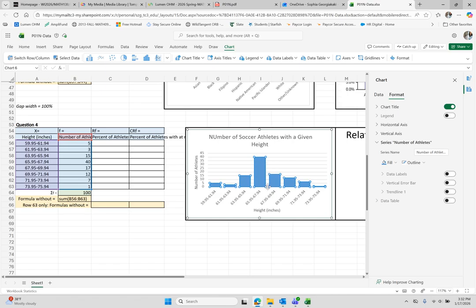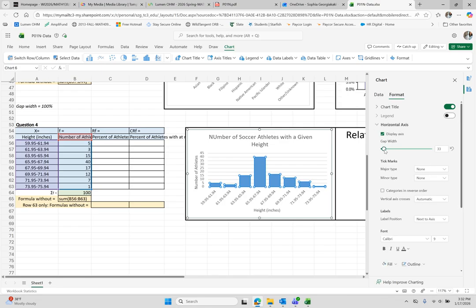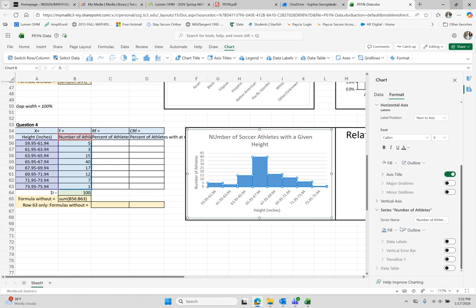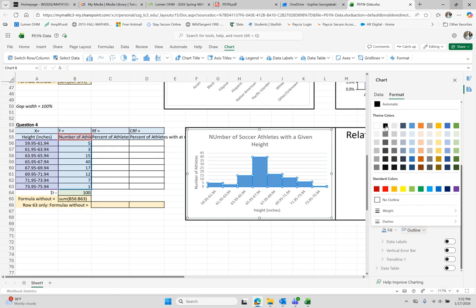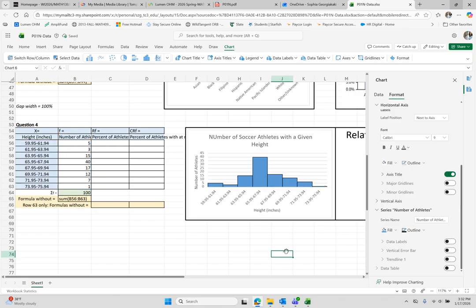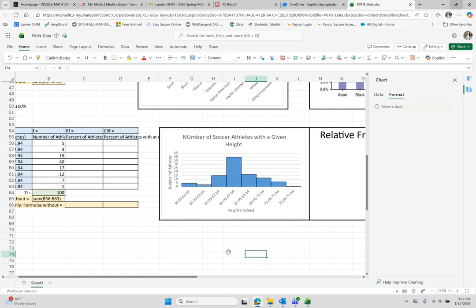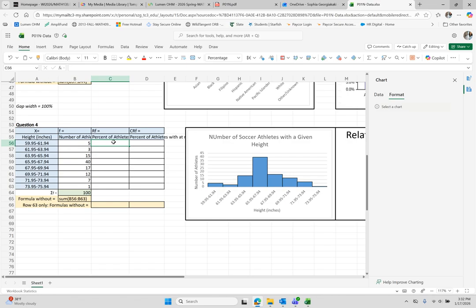So if I click on the bars of the series, now I am formatting the series, and I want the horizontal axis to have a gap width of 0. And then I also want the series to have an outline, and let's make it black. And here we are.